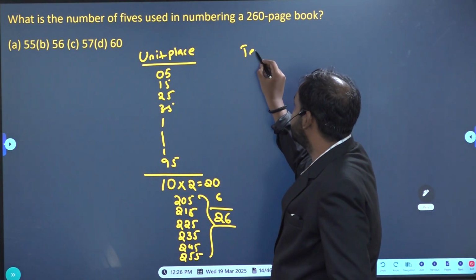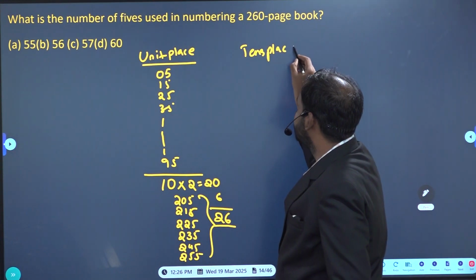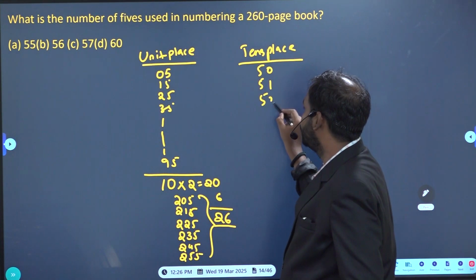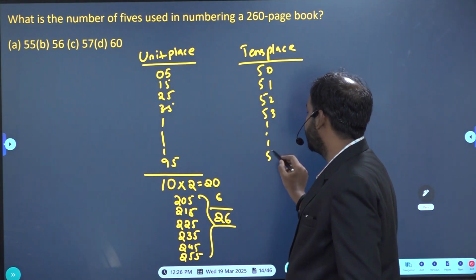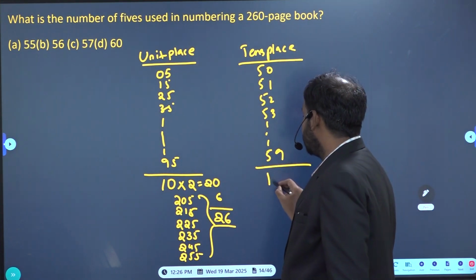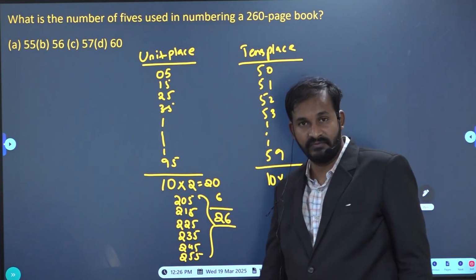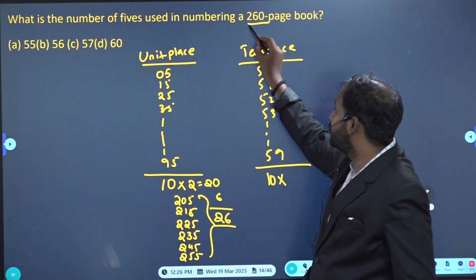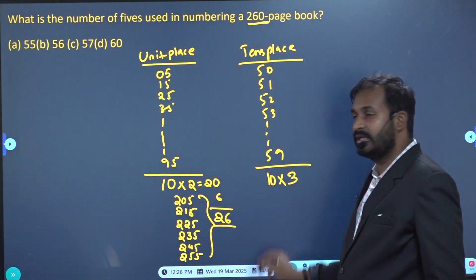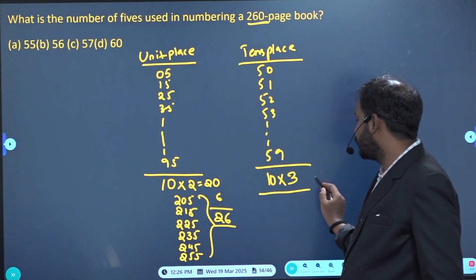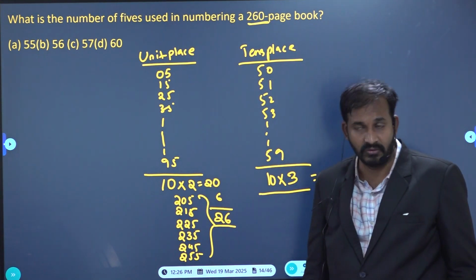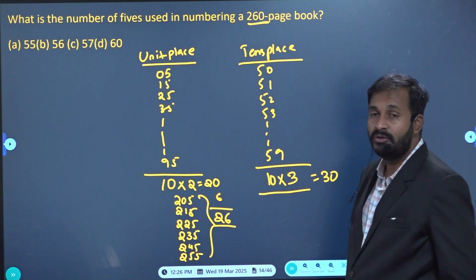When it comes to the tens place, please observe here: 50, 51, 52, 53 and so on up to 59. Like this 10. And I will have 150 to 159. Similarly 250 to 259 are also there in our given range. So this will be 3 times, so I get 30. Can I have 5 at the hundreds place? No. Why? Because I am writing only up to 260.